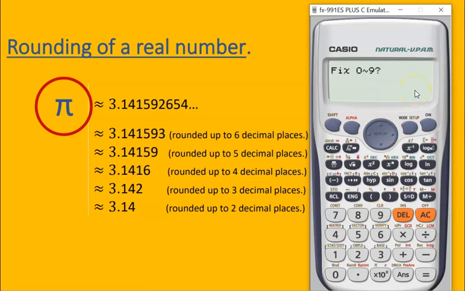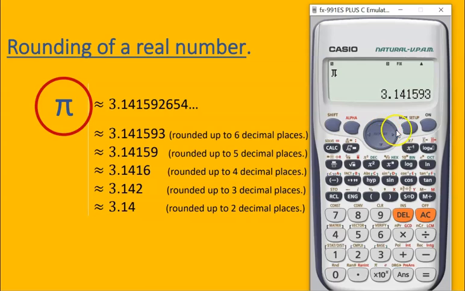The calculator is asking the user how many digits are required. So we are doing it for 6. I'll click 6. So here we are. It's done for 6 digits. Let's do it for 2 digits, the last option.